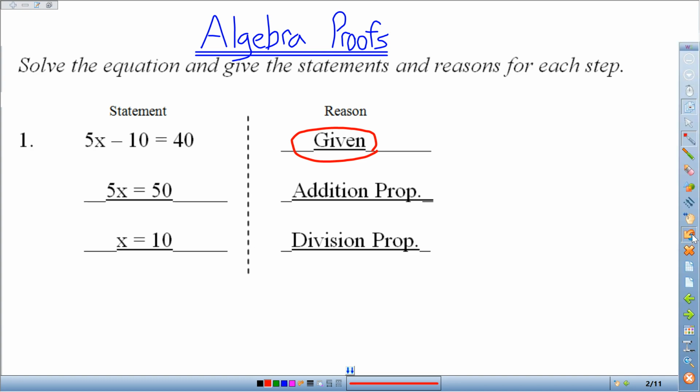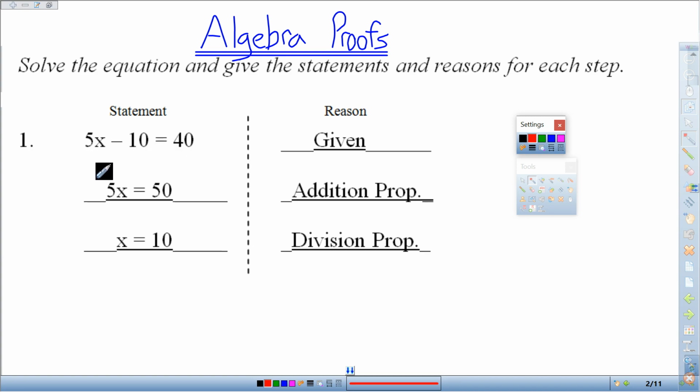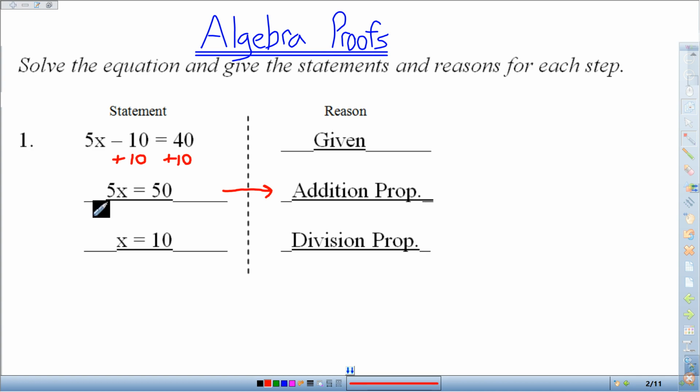From here, we have to see, what steps are we taking to get to the next line? So, simple two-step equation, you guys know the first thing we would do here is get rid of this minus 10 by adding 10 to both sides, right? So go ahead and write this in on your paper, the plus 10s. And these would cancel. We would get 5x equals 50. The next thing we would have to do is give a reason for why 5x equals 50. Well, what did we do? We added a number to both sides of our equation. And that is what is called the addition property. So that's kind of the order of the work here.